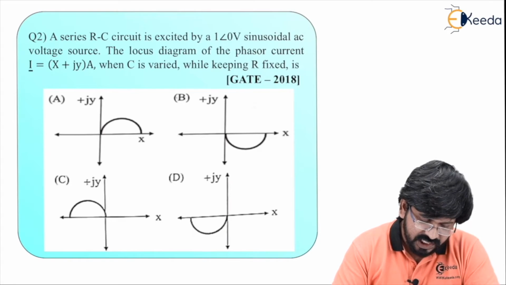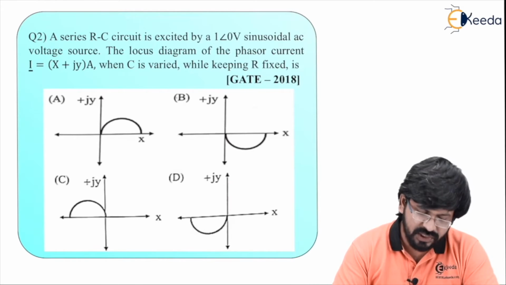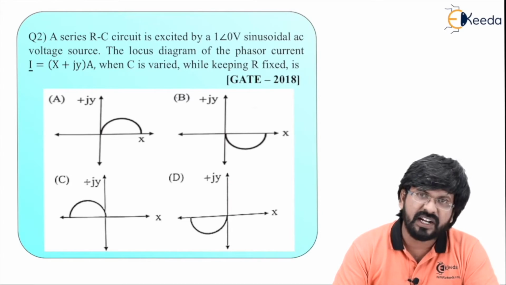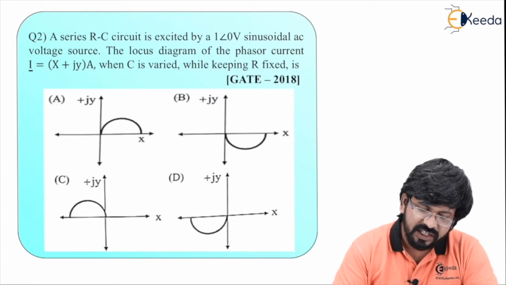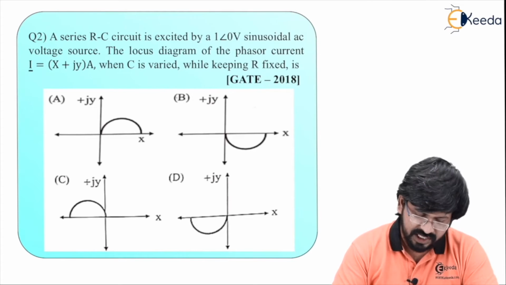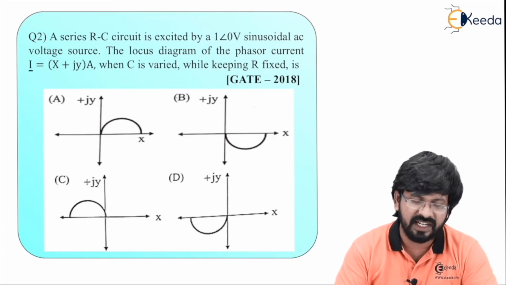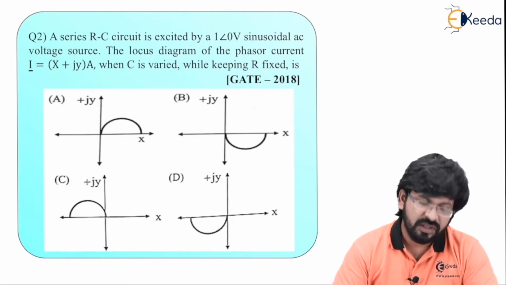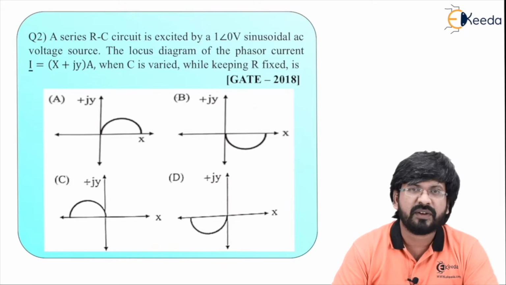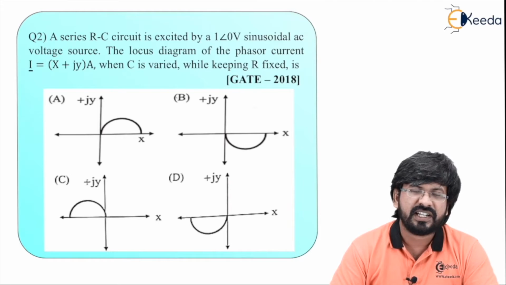Second question says, a series RC circuit is excited by 1 at an angle of 0 degree volt sinusoidal AC voltage source. The locus diagram of phasor current I, which is in the form of x plus jy ampere when the C is varied keeping R fixed, is. It is one of the locus diagram which is true out of option A, B, C and D. So as you can see, neither value of R nor the value of C is given. Also, only supply voltage is given, which is 1 at an angle of 0 degree. In this, as they said, it is a series RC circuit in which R is fixed, C is variable.